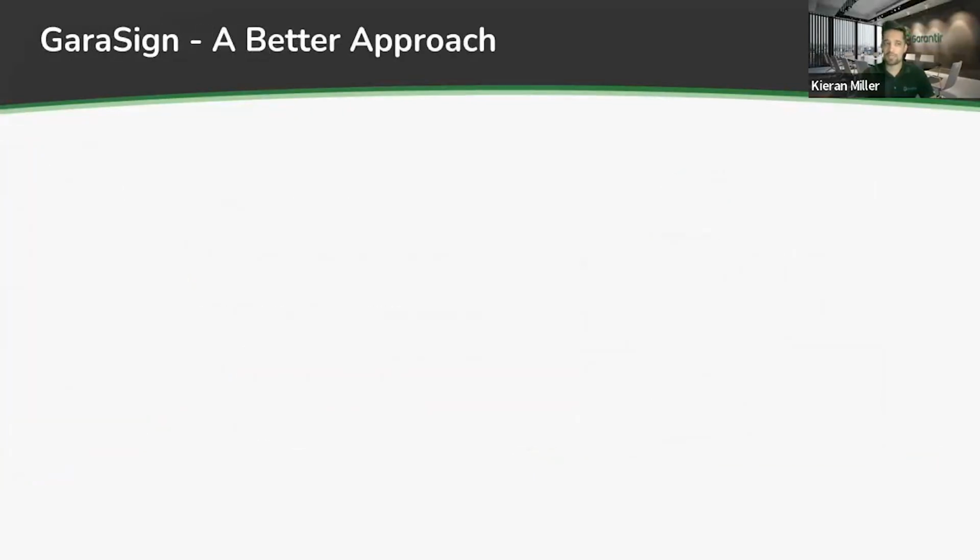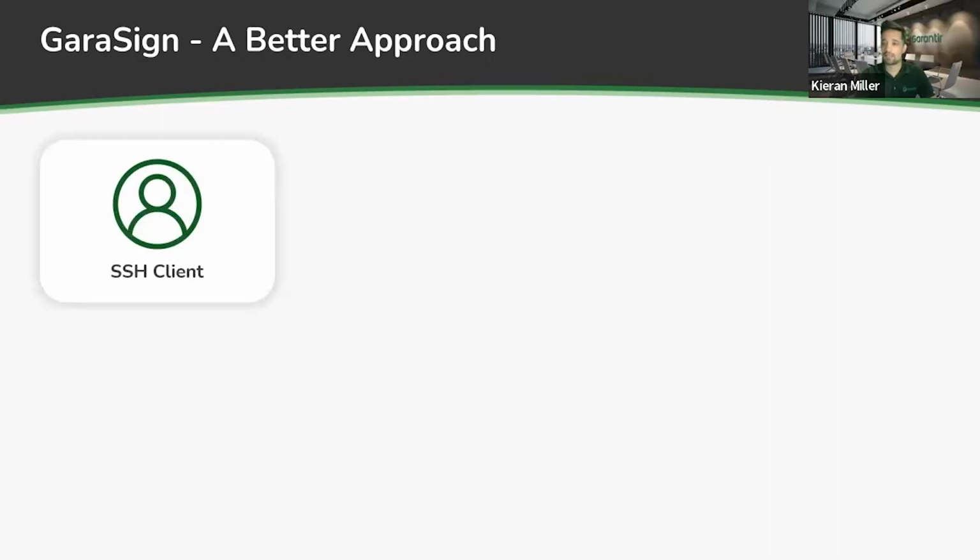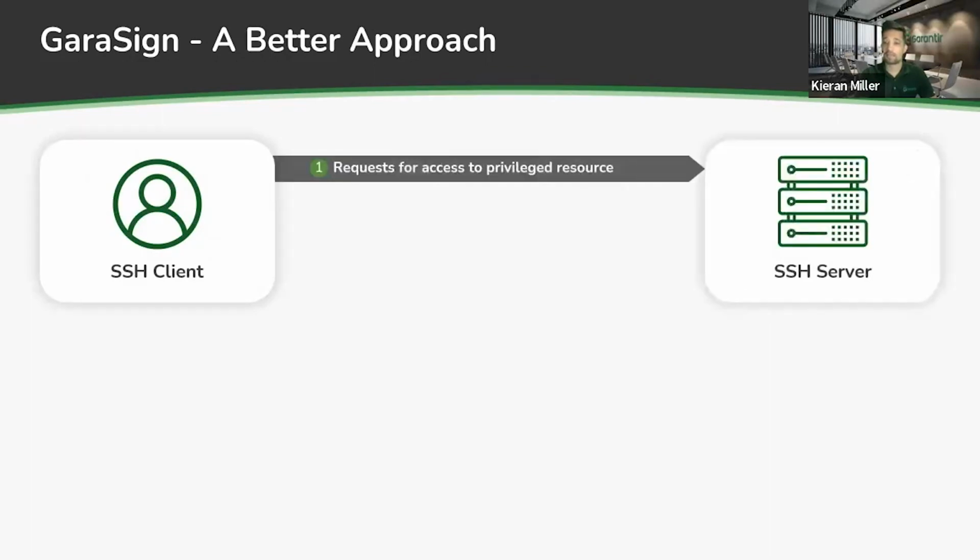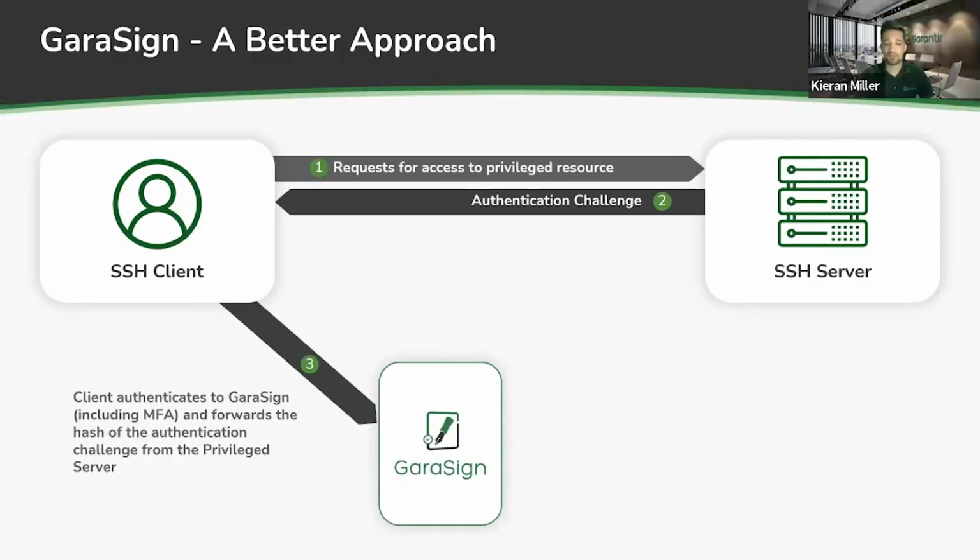So a better approach is one that we use in our product called GaraSign, although it's not specific to GaraSign itself. Basically, you have the SSH client. It wants to talk to the SSH server, so it initiates a request to talk to it. The SSH server then sends back the authentication challenge. This is just part of a normal SSH challenge response handshake that's supported natively. Then the SSH client will authenticate to GaraSign, and it'll do whatever it needs to do: multi-factor authentication, device authentication, whatever controls you want to enforce.